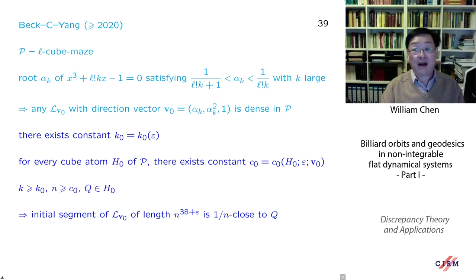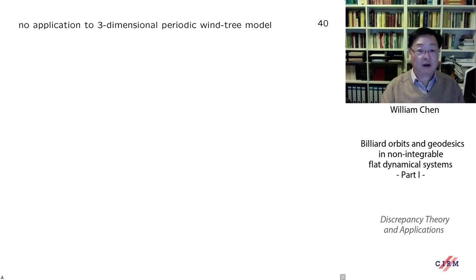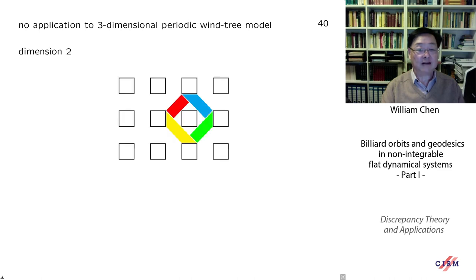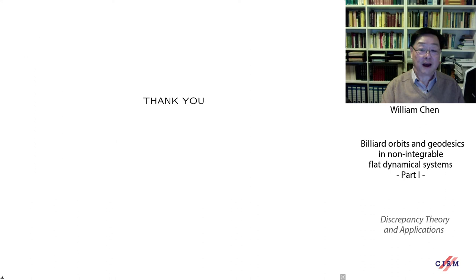So now we might ask, how about the three-dimensional analog of the wind-tree model? Unfortunately, we cannot apply it to the three-dimensional periodic wind-tree model. Why is that? Well, in dimension 2, we have tilted streets that are finite in length. Unfortunately, in three dimensions, we do not have a satisfactory analog, and therefore, we cannot say anything about the periodic wind-tree model. And that's where I finish our talk.